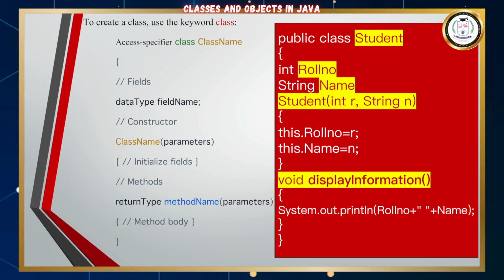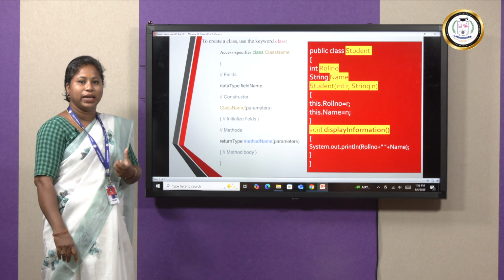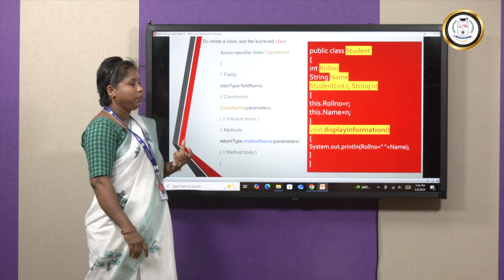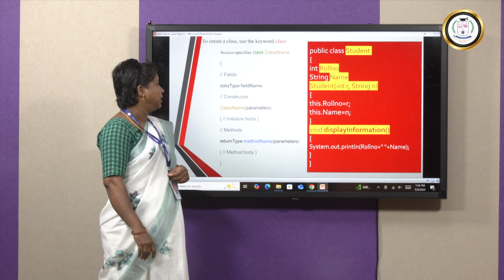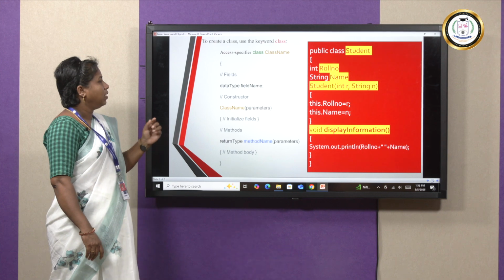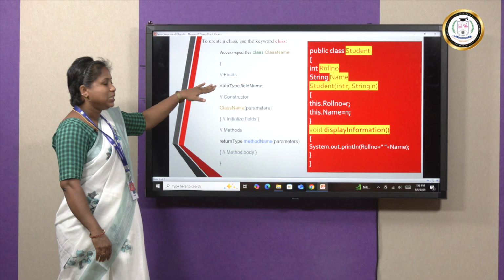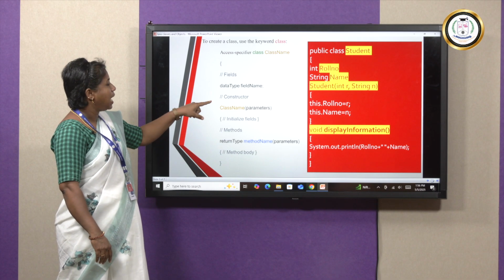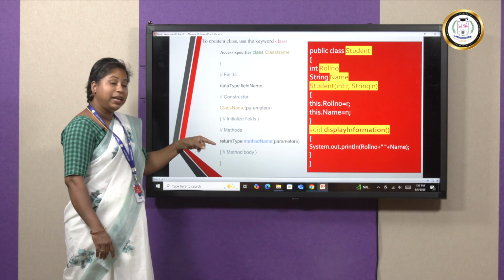And this is the syntax to create a class. Mainly it begins with an access specifier, class, and the class name, where class is the keyword used to create a class, and the class name defines the name of the class, which always begins with a capital letter, and open braces. Within the class, we have three important parts: fields, constructor and methods. Fields are nothing but the data members of a class, and a constructor is a special method used to initialize the fields when the object is created.